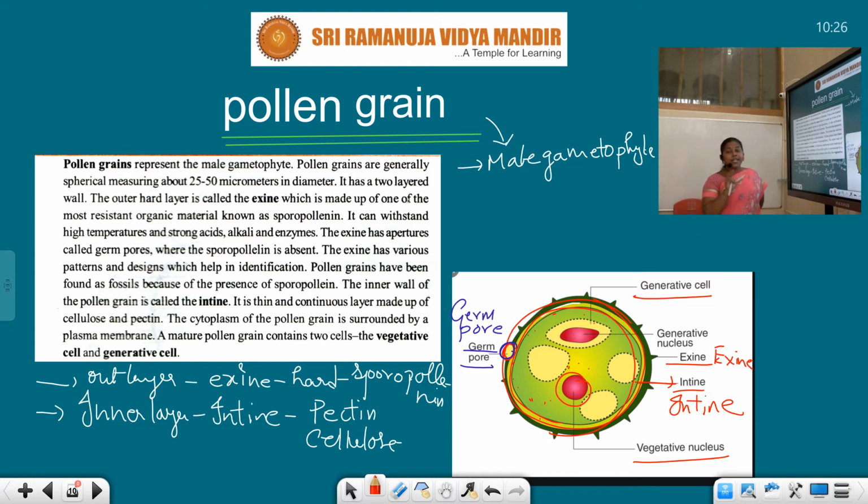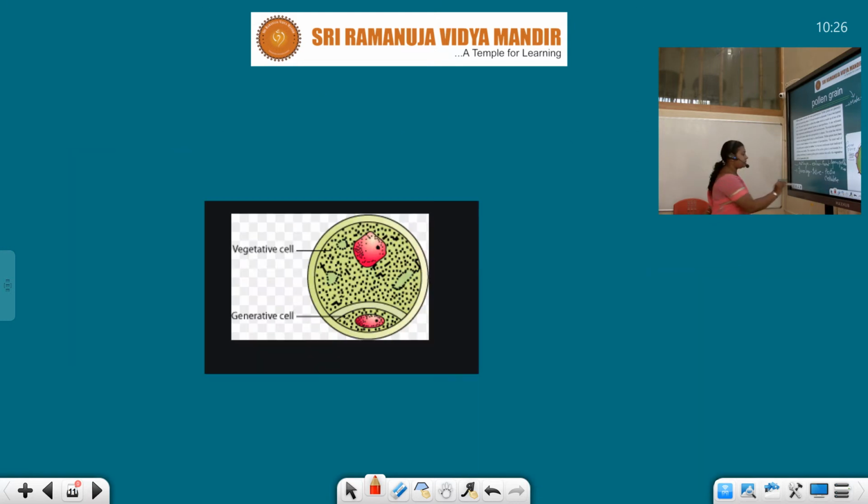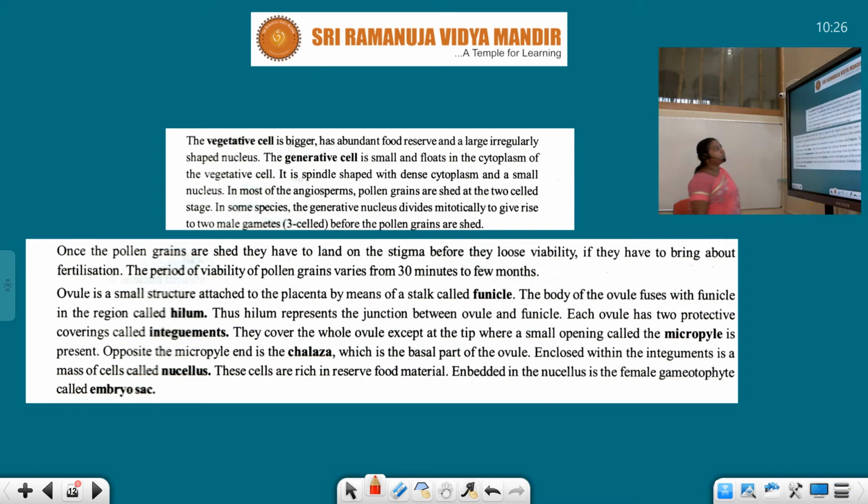When the pollen grain gets matured, it has two types of cells, the generative cell and the vegetative cell. Understand? Let us see, students. Let us describe what is vegetative and what is generative. The vegetative cell is bigger, has an abundant food reserve and a large irregular shaped nucleus.